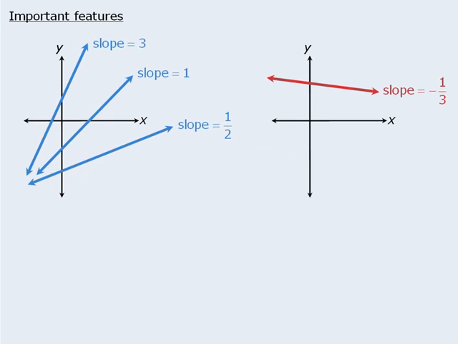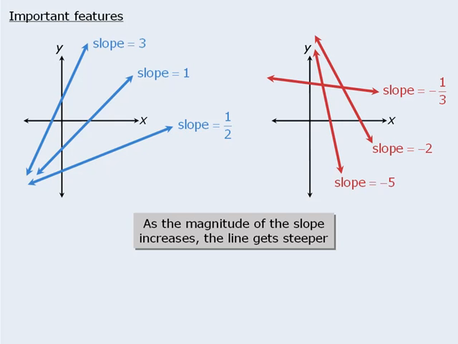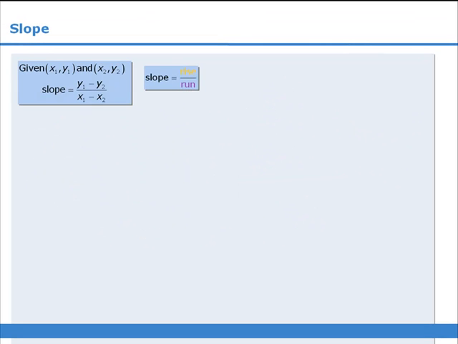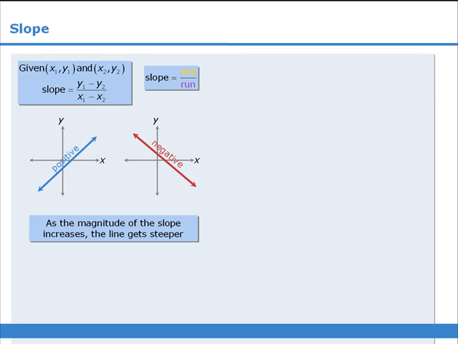Now let's examine some lines with negative slopes. The slope of this line is -1/3, the slope here is -2, and this line has slope -5. Here the lines become steeper as the slope decreases in value. Now in general, we can say that as the magnitude of the slope increases, the line gets steeper. Okay, let's summarize. In this lesson, we learned 2 related approaches for determining slope. We learned that slopes can be positive and negative, and we learned that as the magnitude of a slope increases, the line gets steeper.